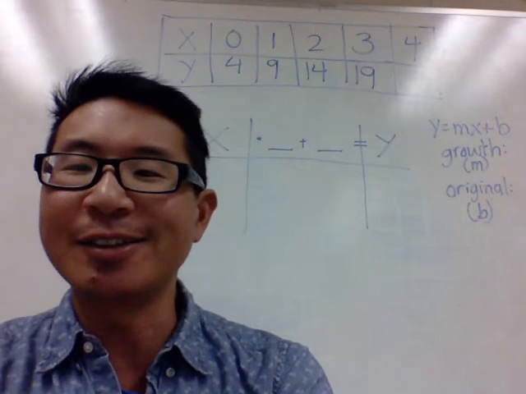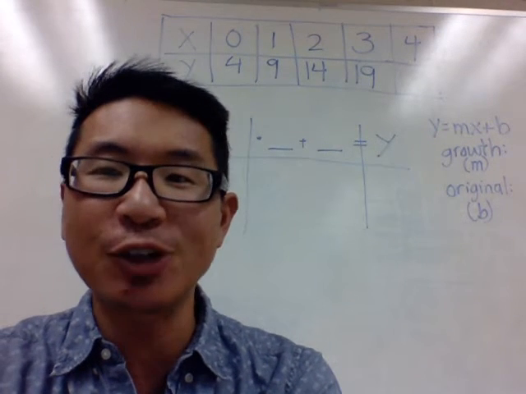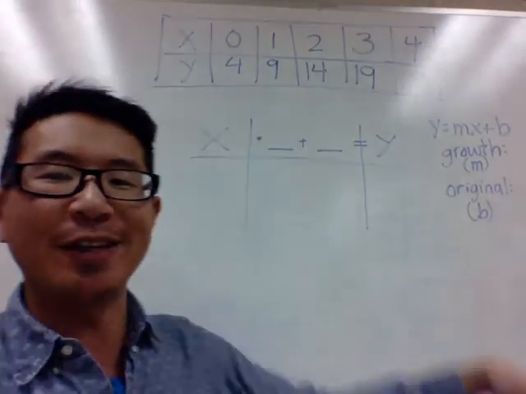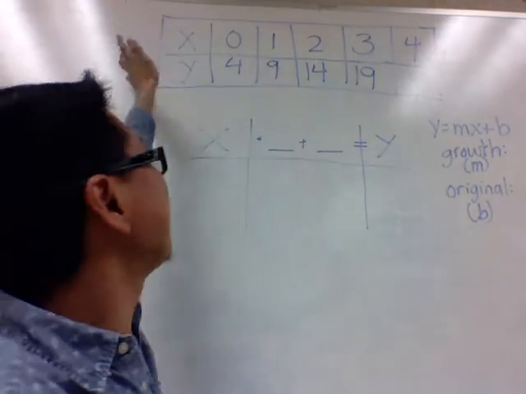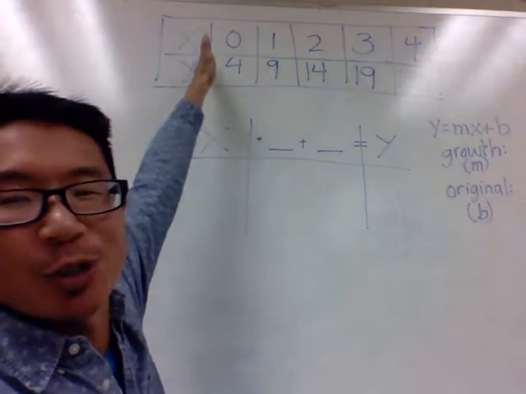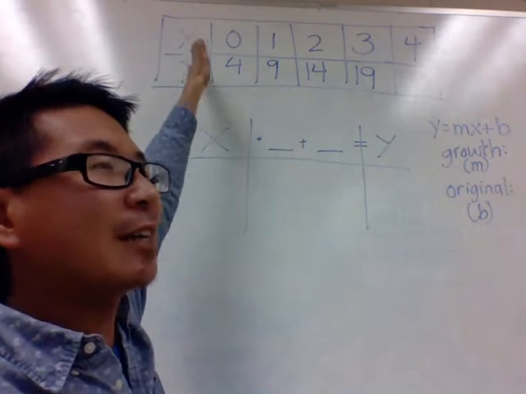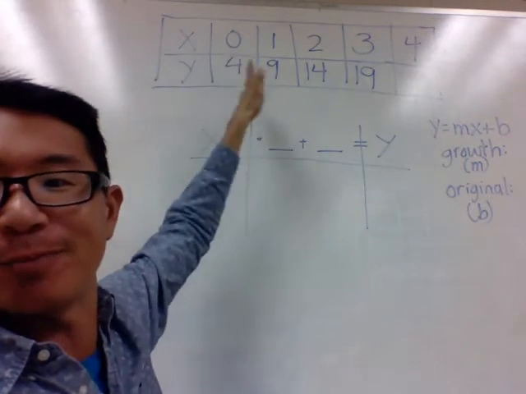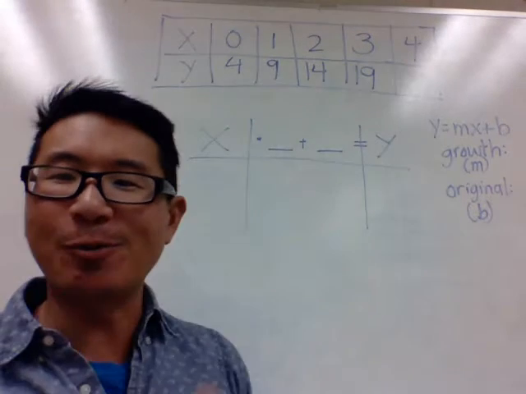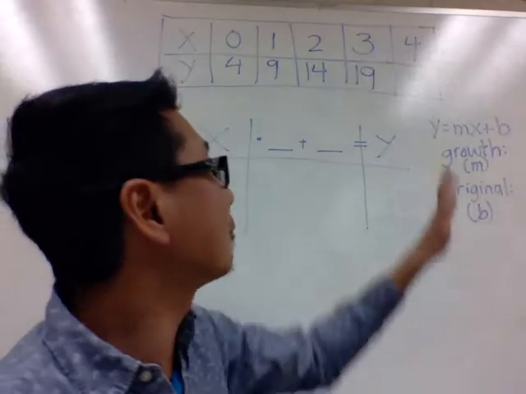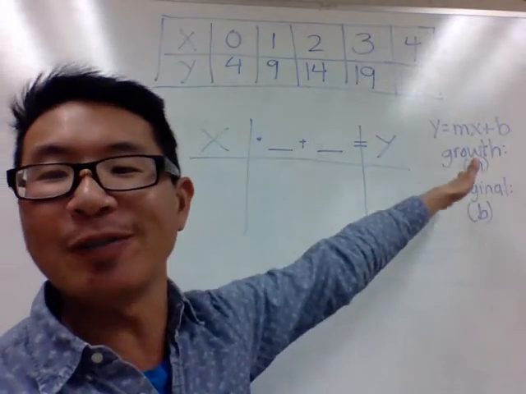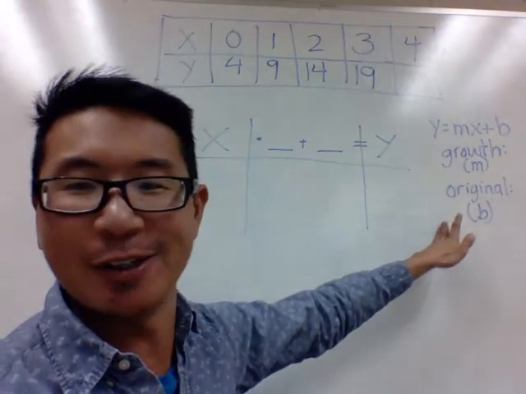Hello, everyone. So today we're going to learn how to determine the rule when you're given a table. Not your kitchen table, but a table in which every X and Y stands for a different pair. And you have to figure out what the secret rule or the secret pattern is. So we're going to determine what the growth of this is and what the original looked like.